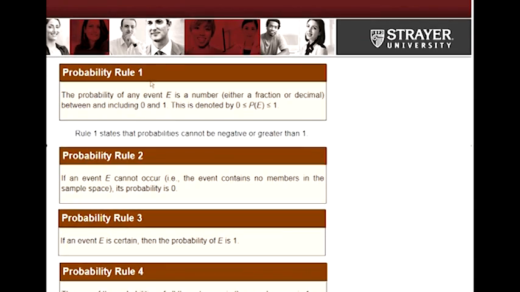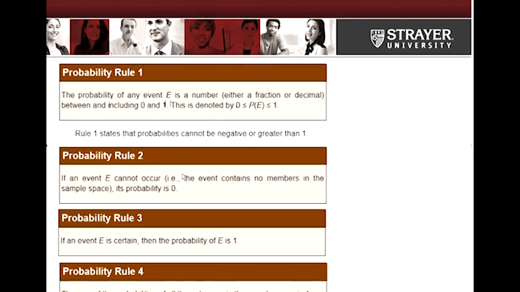Okay, the first one is called probability rule number 1: the probability of an event is a number, which can be written as either a fraction or a decimal, between and including 0 and 1. So 0 ≤ P(E) ≤ 1. We read this as the probability is between 0 and 1, inclusive. If an event cannot occur, just cannot happen, then its probability is 0.